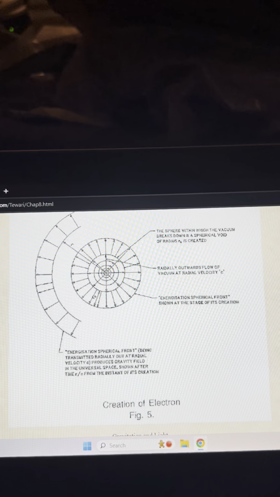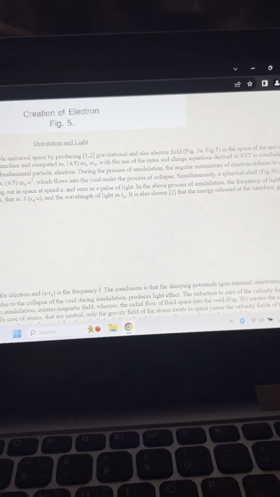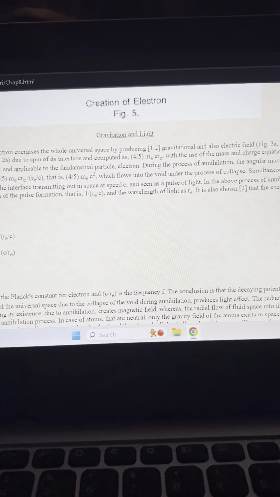The creation of the spherical void of electron energizes the whole universal space by producing gravitational and also electric field, figure 3a, figure 5, in the space of the universe. The angular momentum of electron, figure 2a, due to spin of its interface and computed as 4/5 M_e c R_e, with the use of the mass and charge equations derived in space vortex theory, is concluded to be the Planck's constant in its basic form and applicable to the fundamental particle electron.